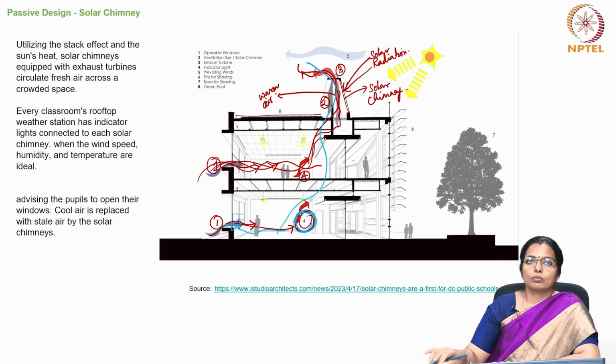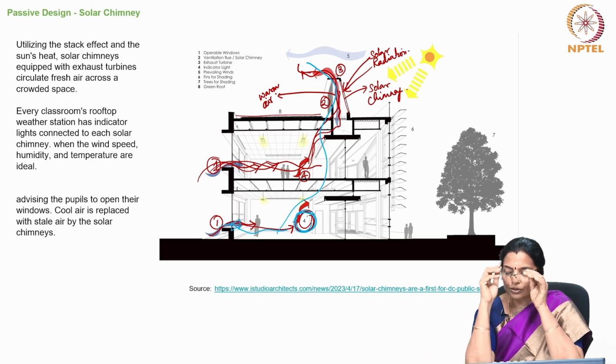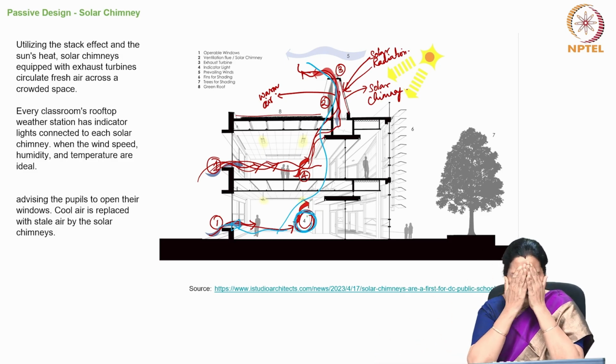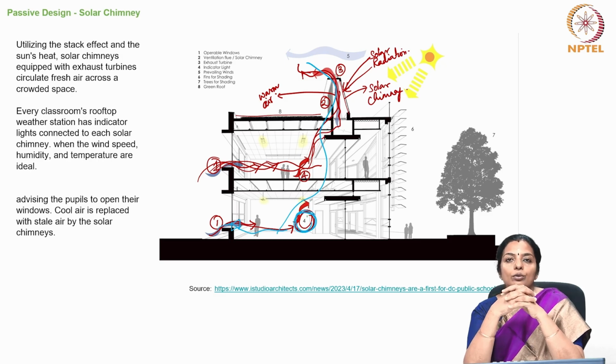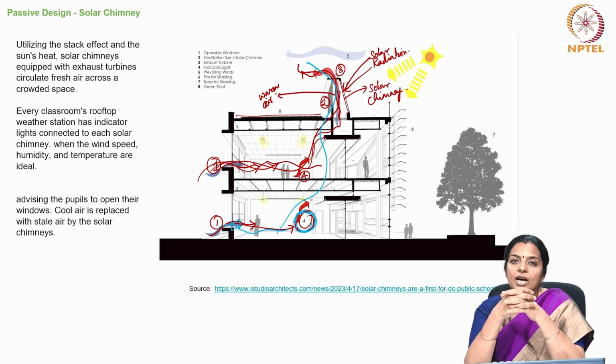So, in today's class we saw another advanced passive strategy called the solar chimney, and the solar chimney functions on the principle of buoyancy ventilation. It functions on the principle that warm air rises and cool air settles down, and also the inlet should be at a lower level and the outlet should be at a higher level. So, when the air inside the room becomes warm, the solar chimney in turn is already made warmer so that the movement of air is already instigated.